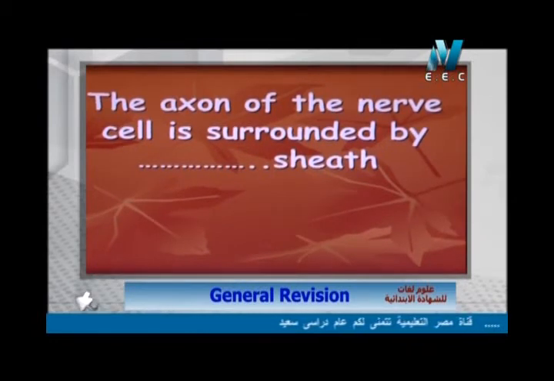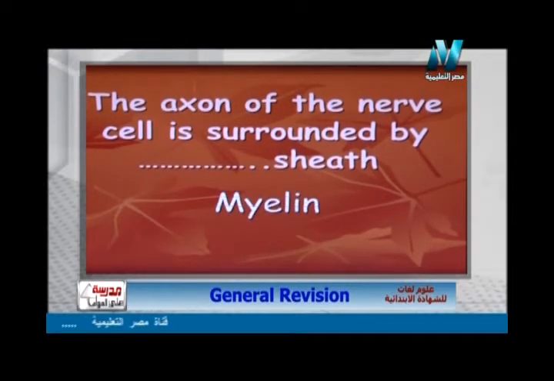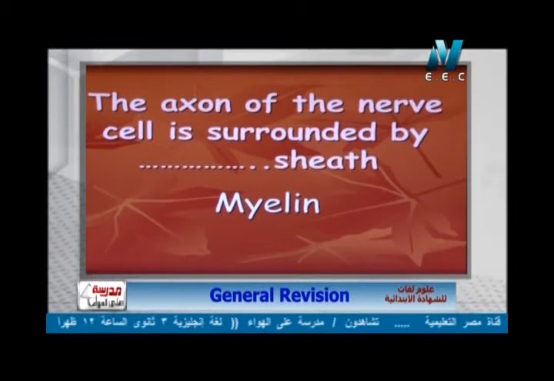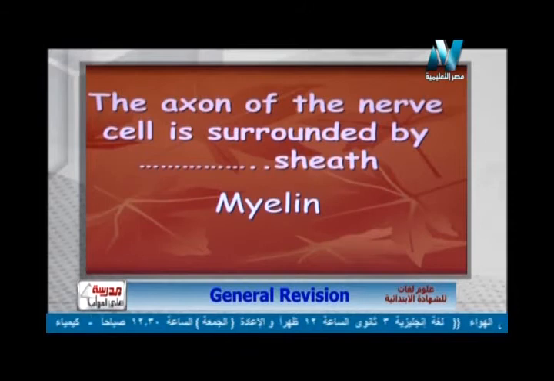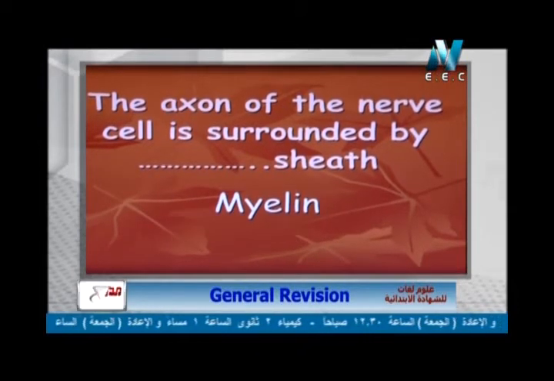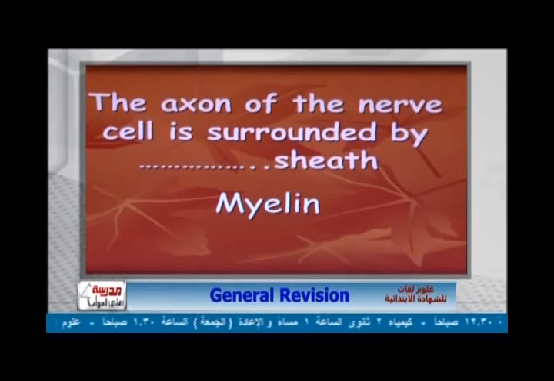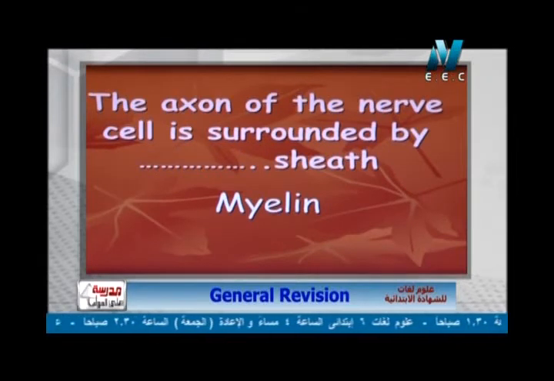Another question says the axon of the nerve cell is surrounded by what sheath? The axon, as we have seen in the first image in this episode, is covered by myelin sheath. What does myelin sheath mean? A fatty layer, a very important layer that protects the axon inside the cells. It is not one layer, it is separated units that cover the axon of the nerve cell.